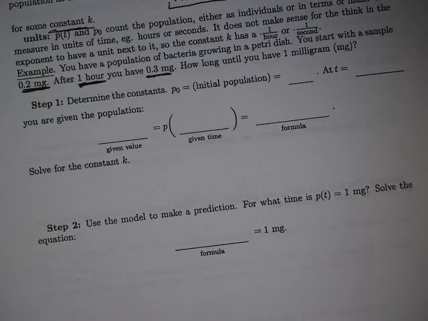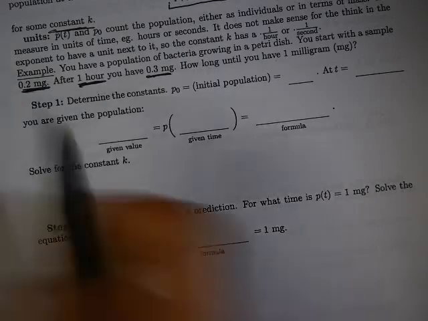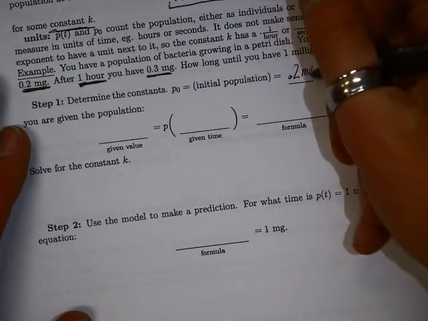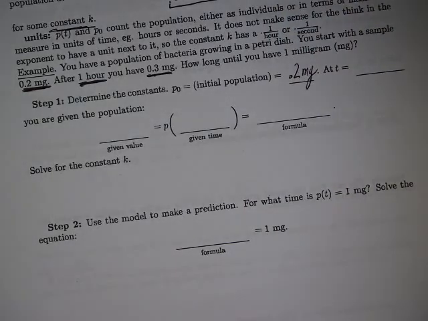Cool. So let's think about it. Let's figure out the constant. What's the initial population of this sample of bacteria? 0.2 milligrams. And I'm going to, in this example at least, keep all of the units in play. 0.2 milligrams. And after letting the population grow for a little bit, you measure the size of the population again.